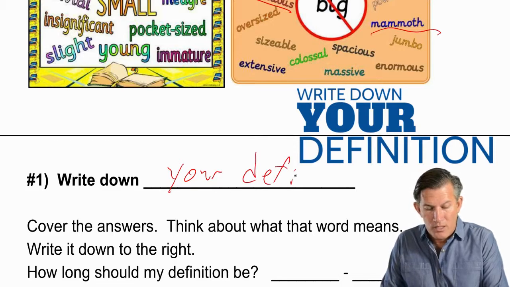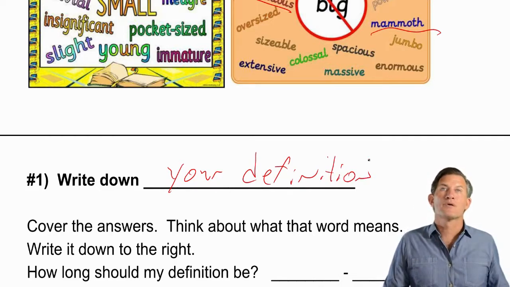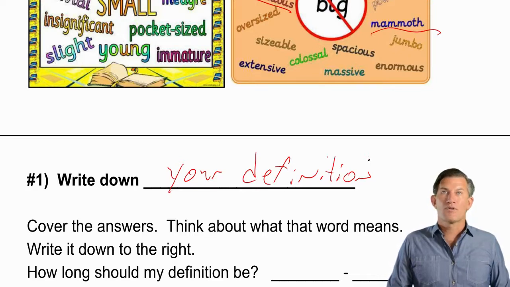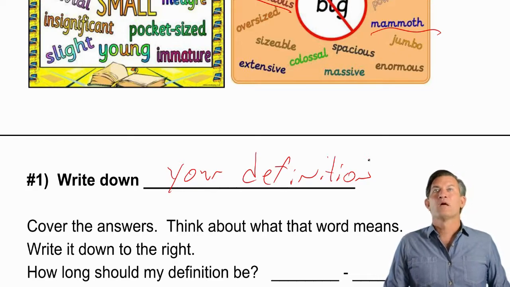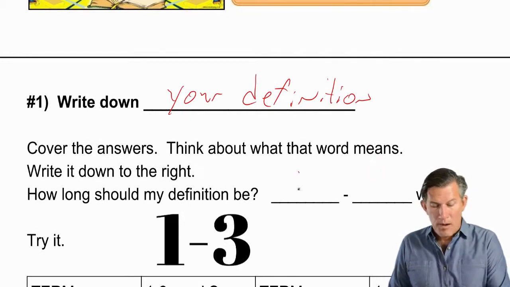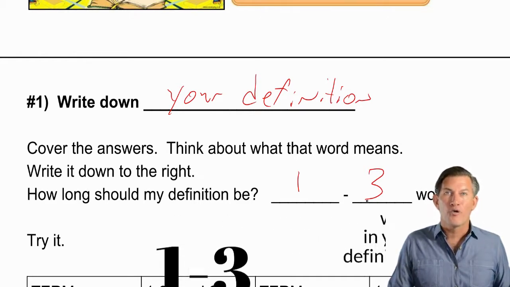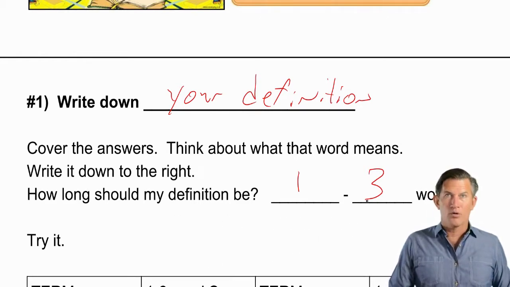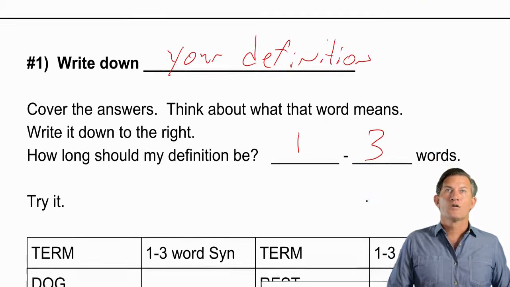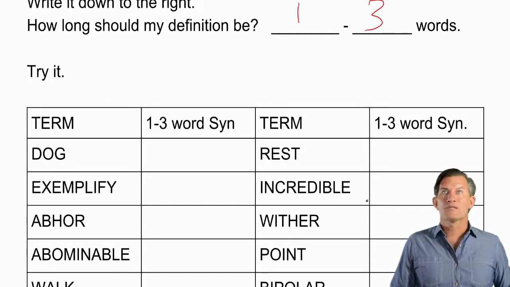And your definition is what you think that word means. Okay? Cover their answers, think about what the word means, write it down to the right of there. How long should your definition be? It should be about 1 to 3 words. Listen, if you need to make it 4 words, go for it. Don't get held up, don't stay stuck. Okay, so let's try it right now. Write down what you think dog means.